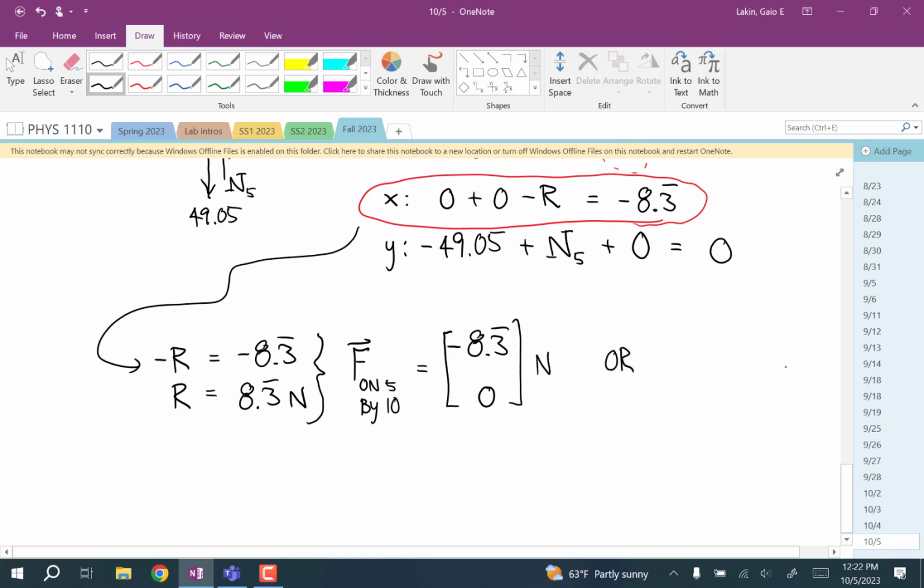Or in other words, it's in the negative x direction with a magnitude of 8.3 repeating newtons.